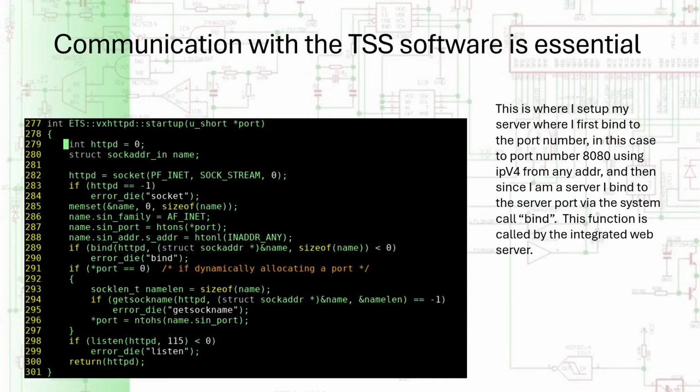Okay, so this is a code excerpt of my custom web server. This is where I set up the server, where I bind to the port. In this case, I'm using port 8080, using IPv4. I did not want to use IPv6. It's not something I'm super familiar with when it comes to socket programming.